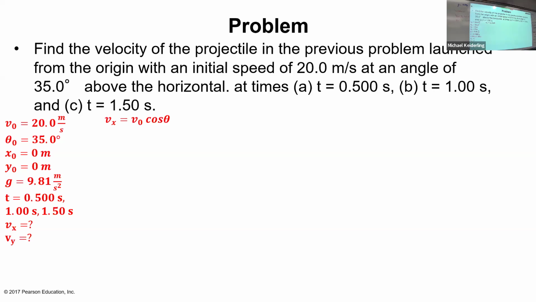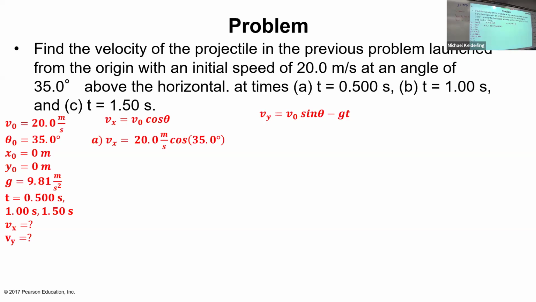The velocity in the x direction is very simple. It's v naught times cosine theta. It'll be the same for all of them. Velocity in the y direction is v naught times sine theta minus gt. Basically, every second you're going to subtract g from your velocity.